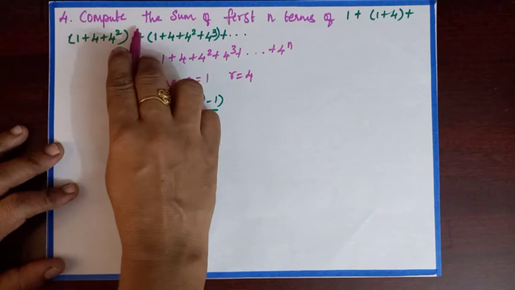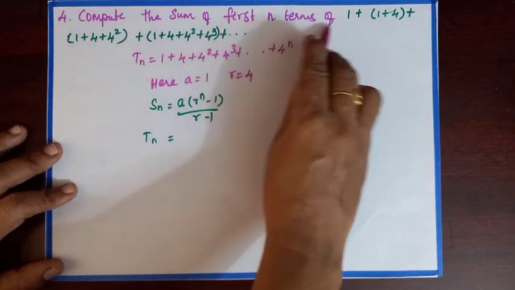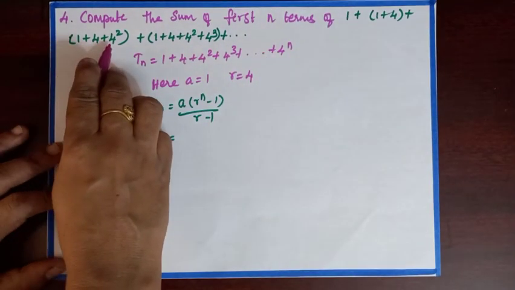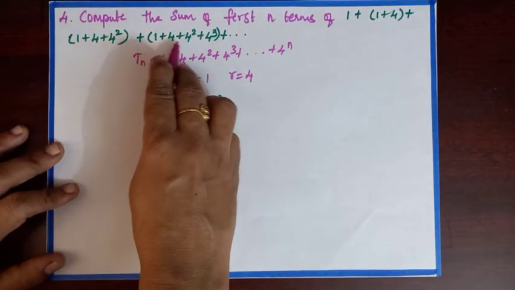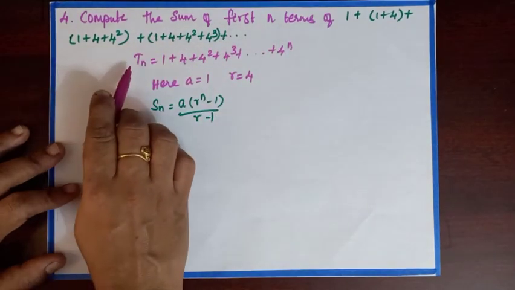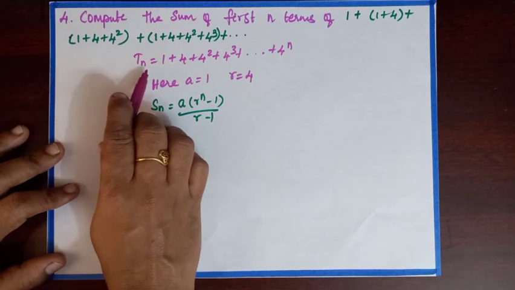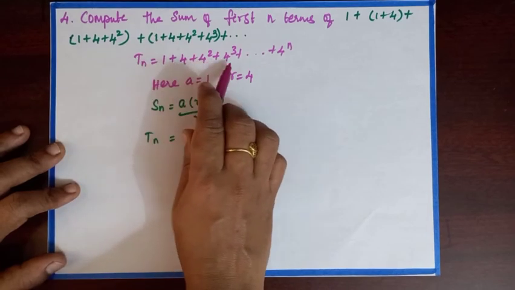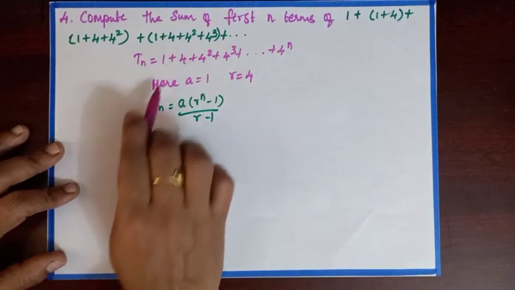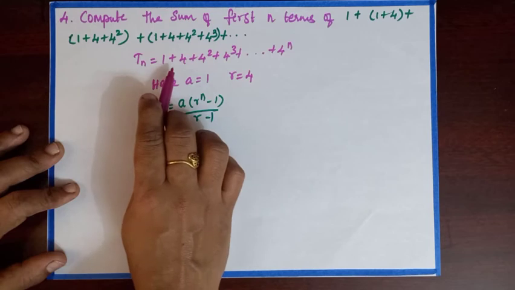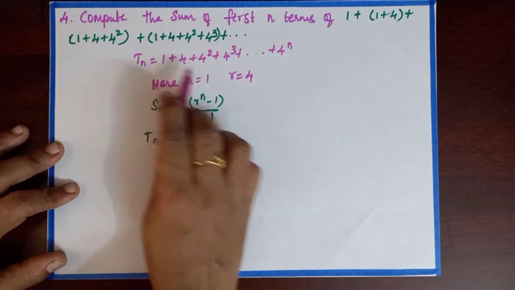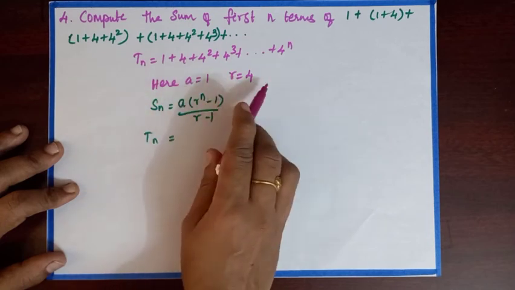Question number 4. Compute the sum of first n terms of 1 plus 1 plus 4 plus 1 plus 4 plus 4 square plus 1 plus 4 plus 4 square plus 4 cube plus dot dot. First I am finding nth term of the series. Tn equal to 1 plus 4 plus 4 square plus 4 cube plus dot dot 4 power n. It is in the form of GP. So A value is 1. To find R value, we have to divide second term by first term. So 4 by 1 is 4. So R value is 4.